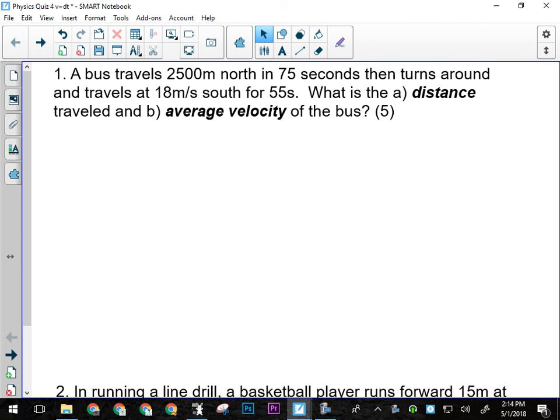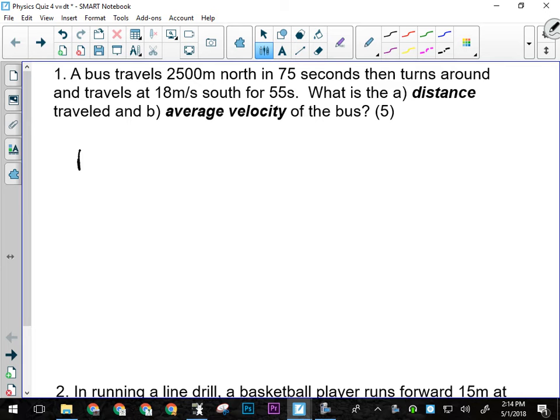So for question number 1 here, we have a bus that travels 2,500 meters north in 75 seconds and then turns around and travels at 18 meters per second south for 55 seconds. We're looking for, first off, what's the total distance traveled, and then what's the average velocity of the bus.